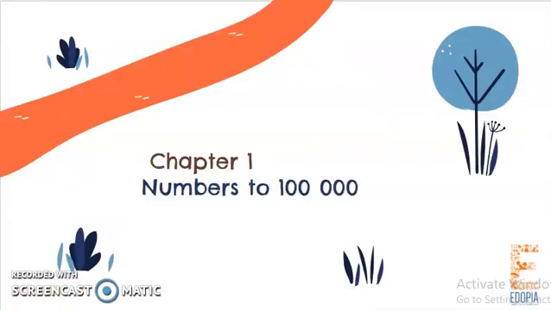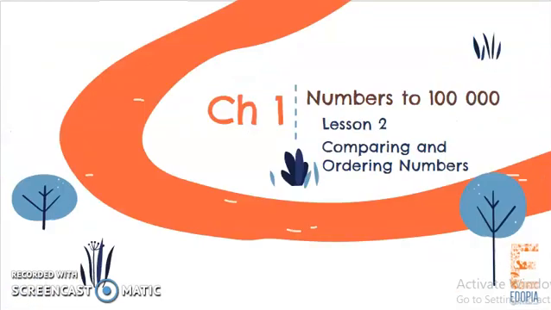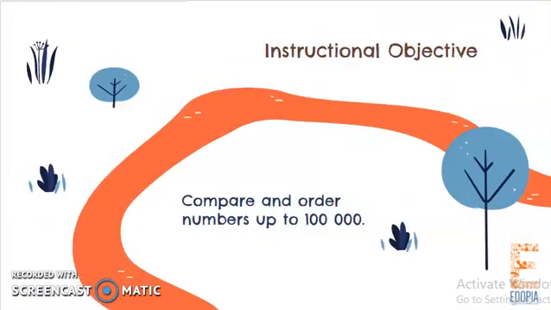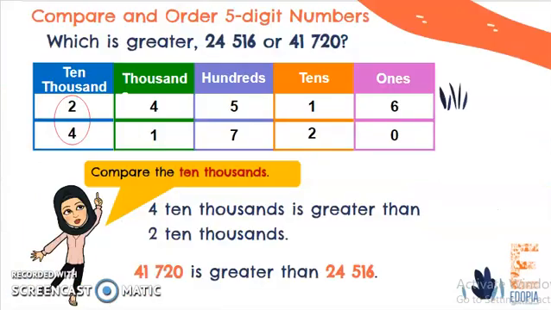This week we are going to start with chapter number 1, lesson number 2, comparing and ordering numbers. The objective of this lesson is to compare and order numbers up to 100,000. Let's start with an example. Which is greater, 24,516 or 41,720?